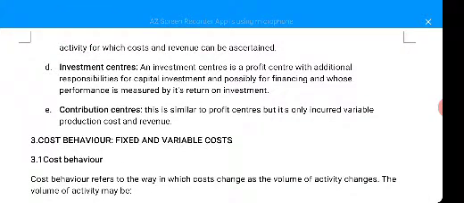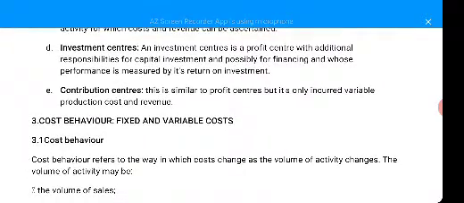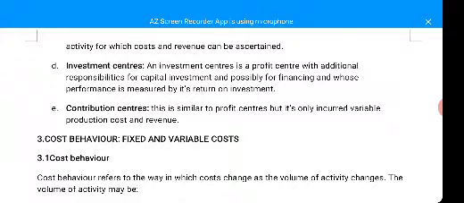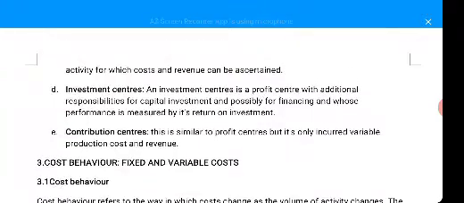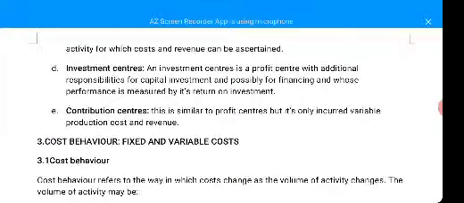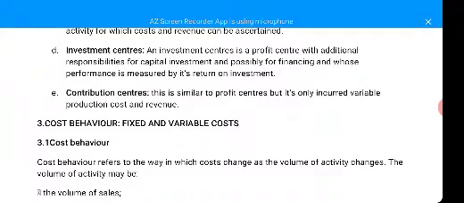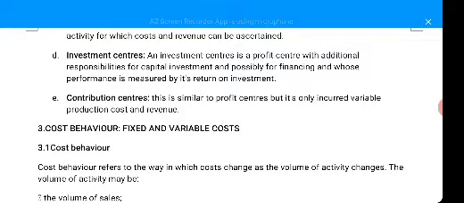Investment center. An investment center is a profit center with additional responsibilities for capital investment and possibly for financing, and whose performance is measured by its return on investment. In your BMF, business management and finance, the major function of a financial manager's department is an investment center. They incur both cost and revenue, and they also make investment decisions. That is, they help the company decide what to invest in. So we say they are an investment center. Contribution center. This is similar to a profit center, but it only incurs variable production cost and revenue.